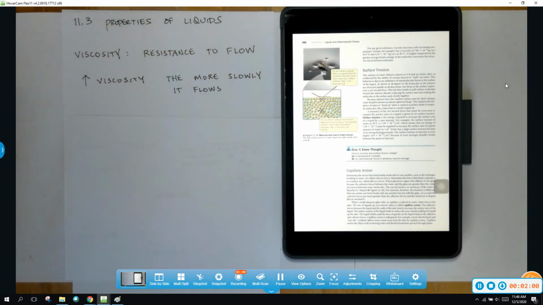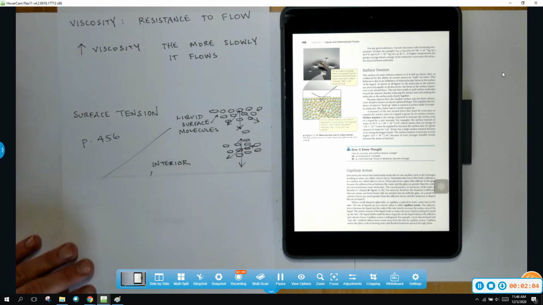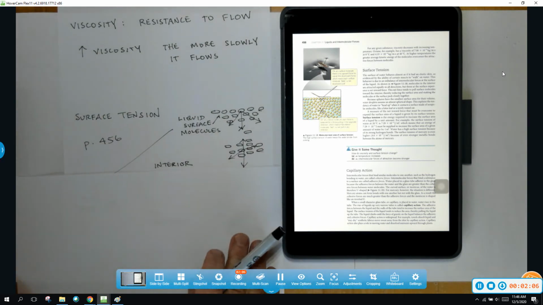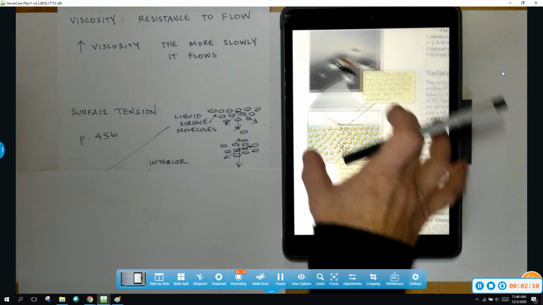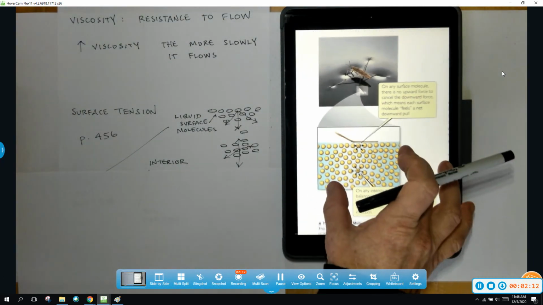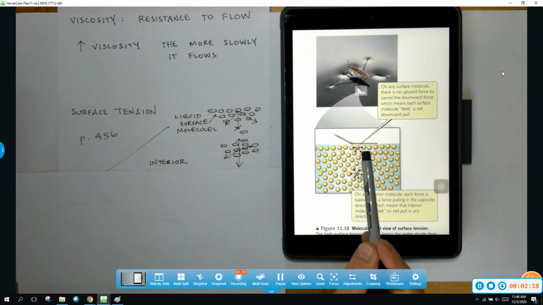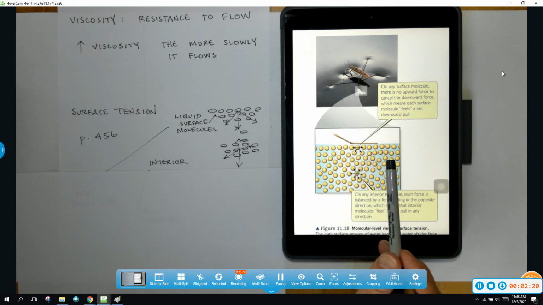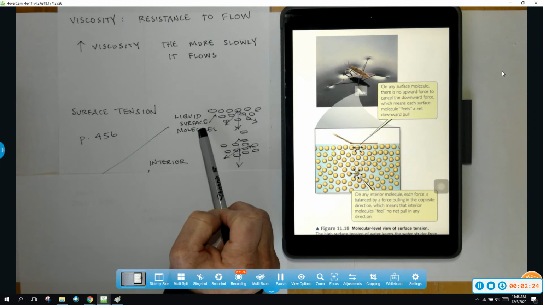Our second property is called surface tension. The surface tension occurs only on the surface of a liquid. And I have a diagram right here for you that I tried to draw on paper. You can give it a try as well. But these are the little surface molecules of water. And I tried to draw the surface right here, the liquid surface molecules.